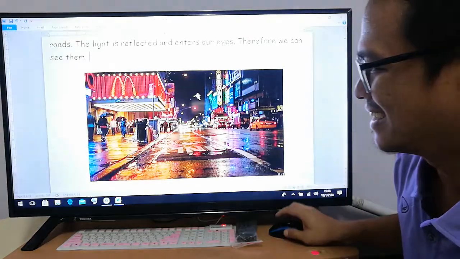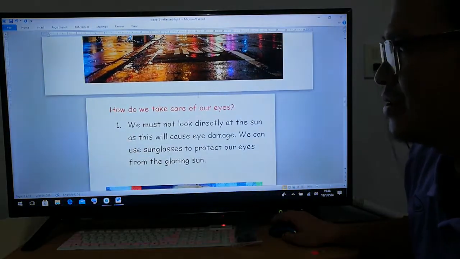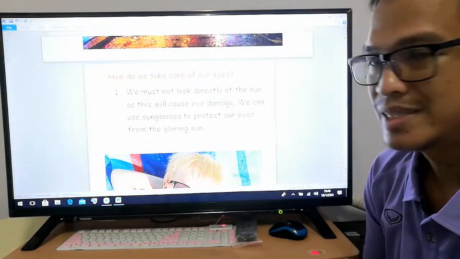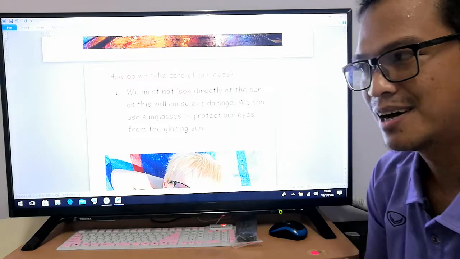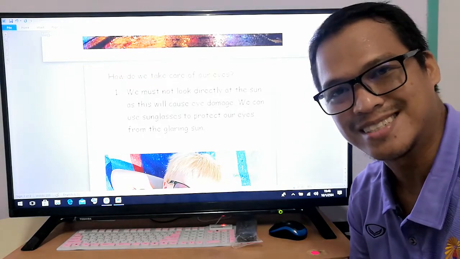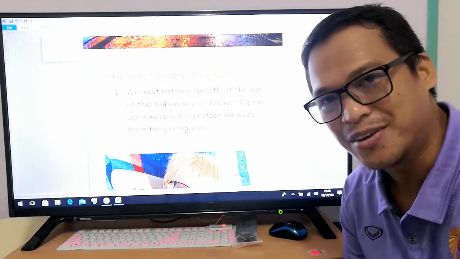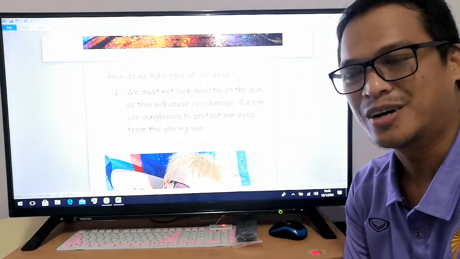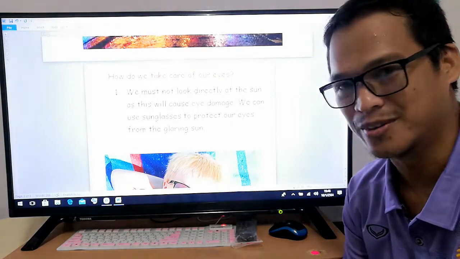Next, let's move on to this topic. How do we take care of our eyes? We need to take very good care of our eyes. If we don't, we will have a hard time seeing things, beautiful things.